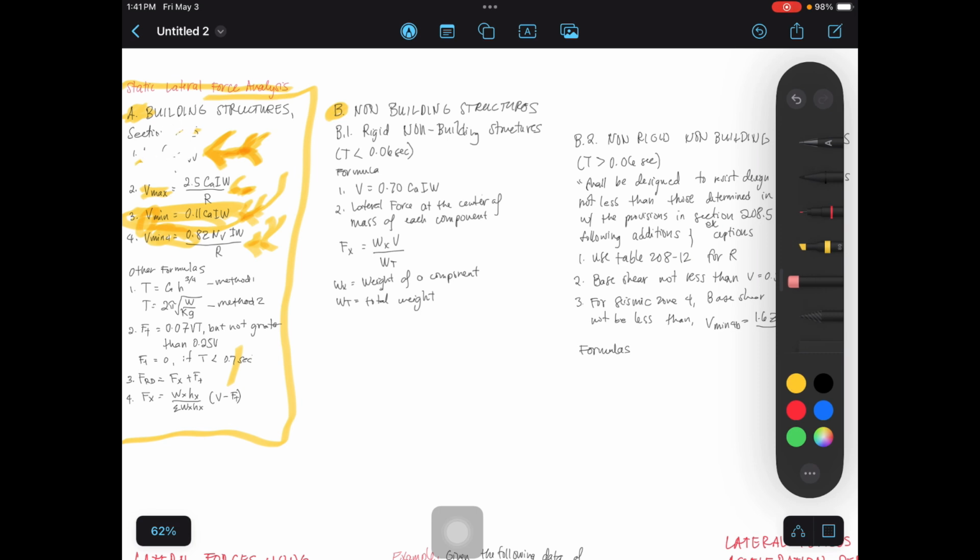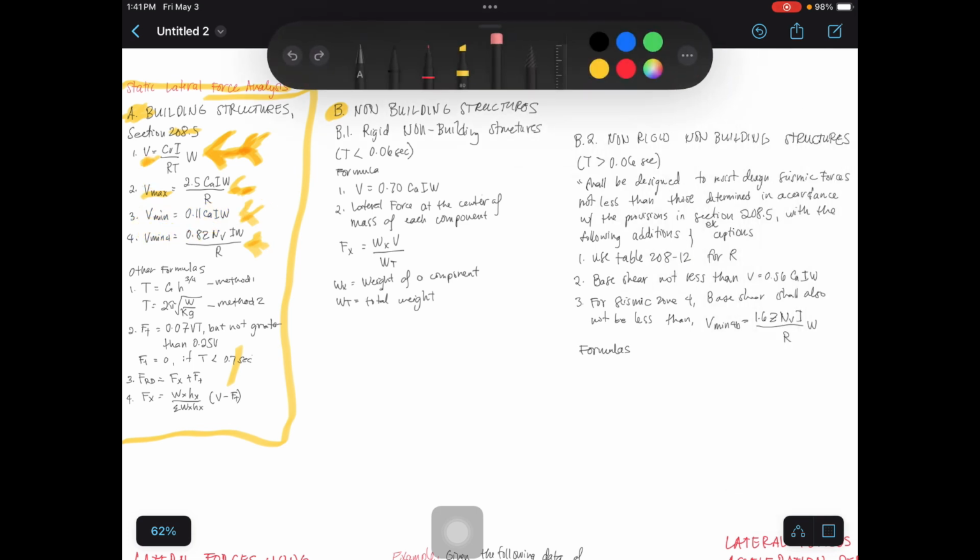And then, pag nakuha mo na ang base shear, kailangan mong i-distribute ito throughout the height ng building mo. So, to do that, kailangan mo munang first kunin ang period, which is T, natural period ng building mo. So, for regular buildings, pwede natin gamitin si T method 1. So, pwede rin gamitin ang method 2 for mas accurate na period.